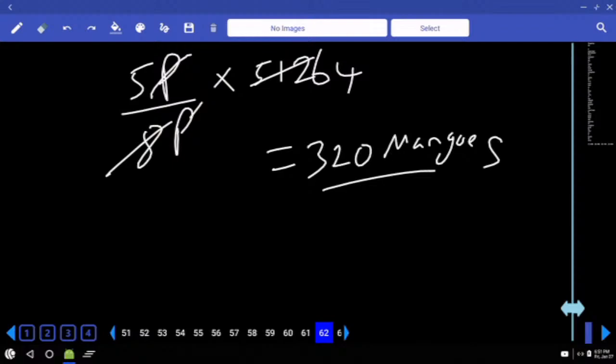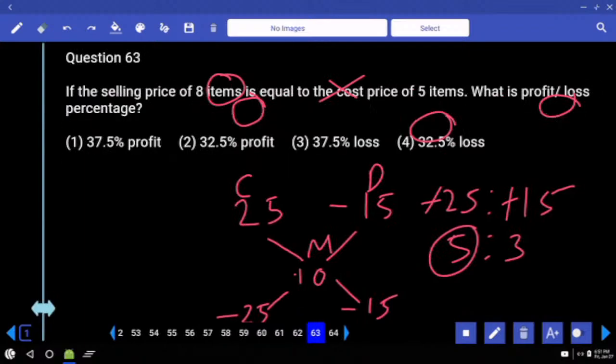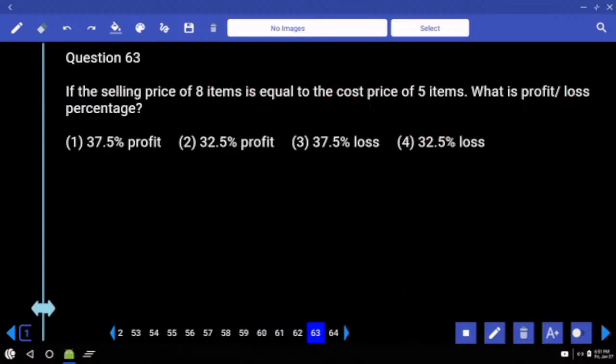I told you the earlier day also, if you know the allegations and mixtures concept well, you can solve most of the questions in arithmetic, even some questions of compound interest and simple interest also. Okay, right. Next, 63rd one. Right, this is a regular question we are seeing.